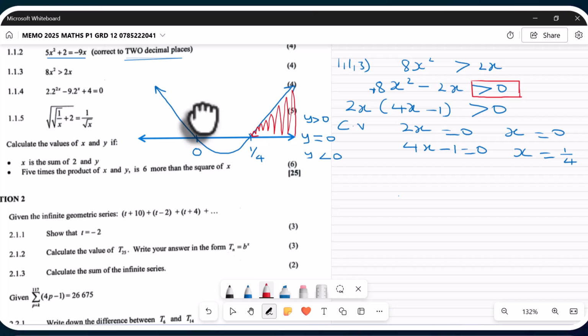In other words, our answer, we're going to say that x is greater than 1 over 4. You can see that, right, guys? Because you see this above here.